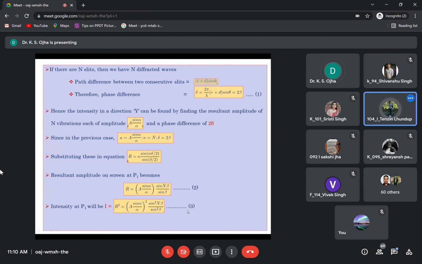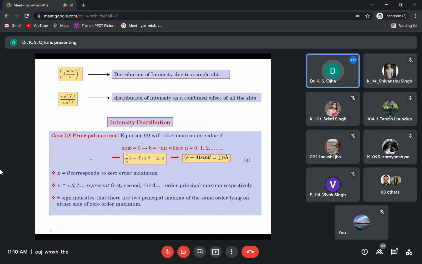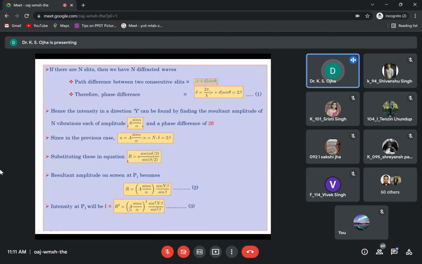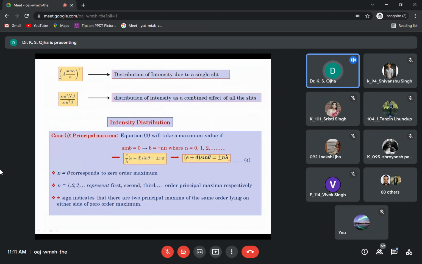Audible, sir. So we will use the intensity equation to find the position of principal maxima, minima, and secondary maxima. Here there are two terms. The first term is A sin alpha by alpha whole square, and the second term is sin square n beta by sin square beta. The first term, A sin alpha by alpha whole square, represents the distribution of intensity due to the single slit.